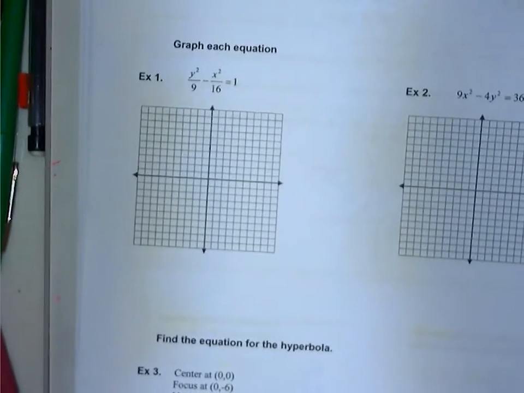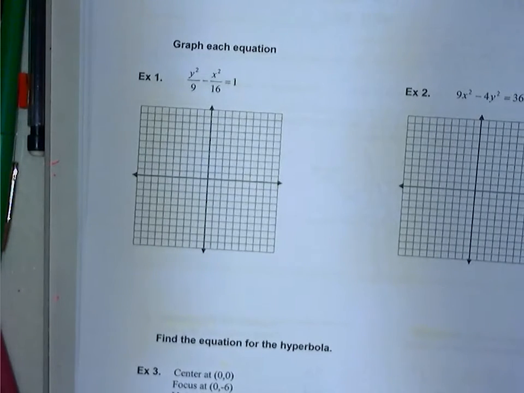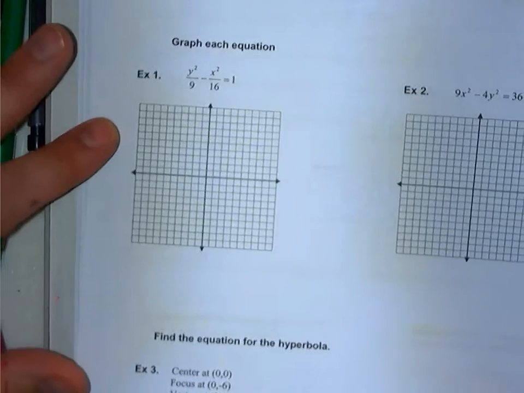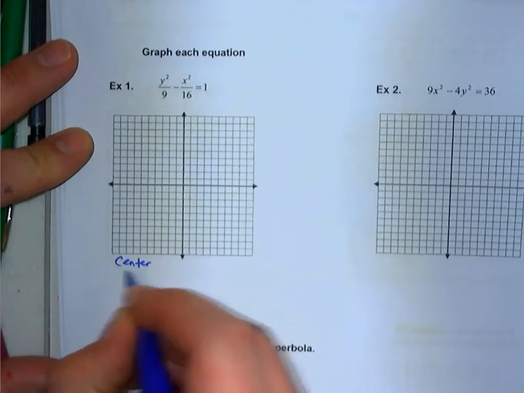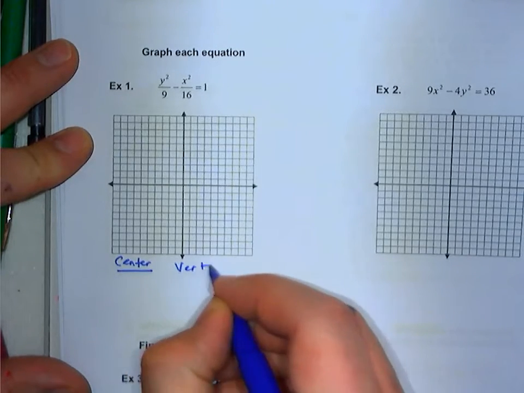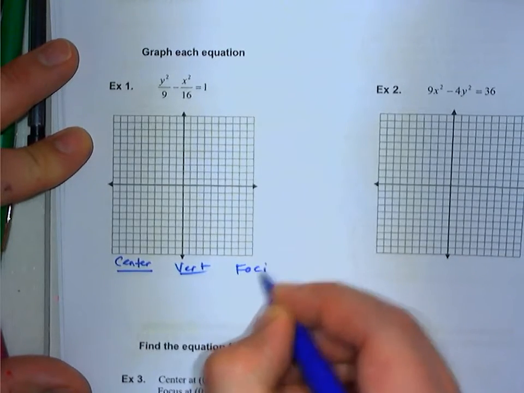Here we go. Y squared over 9 minus x squared over 16 is equal to 1. We want our center. We want our vertices. We want the foci.